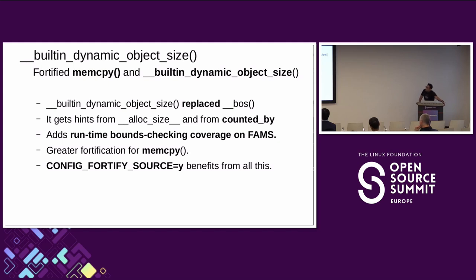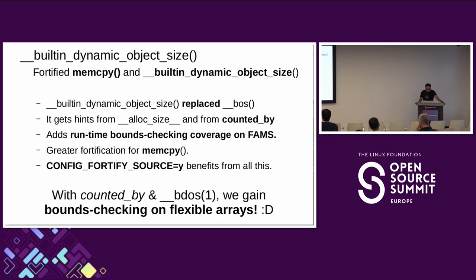And yeah, that's a great fortification for memcpy. If you build your kernel code, you can enable this fortification with this config FORTIFY_SOURCE configuration. And with counted_by and __builtin_dynamic_object_size, now we finally gain bounds checking on flexible array members.